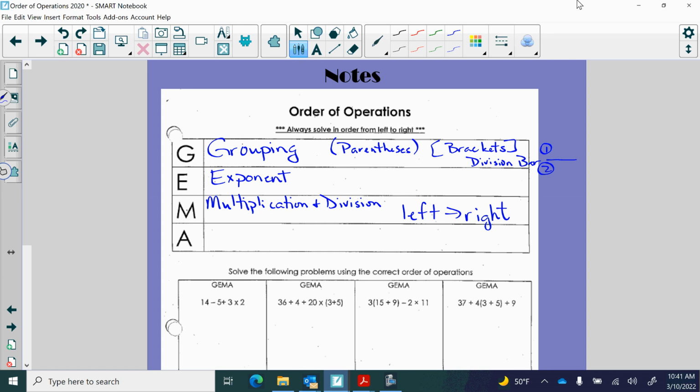Yes, sir? Is it addition, subtraction? Good job. Addition and subtraction. And we have the same note on the addition and subtraction, left to right. So whichever one is first is the one we do first.